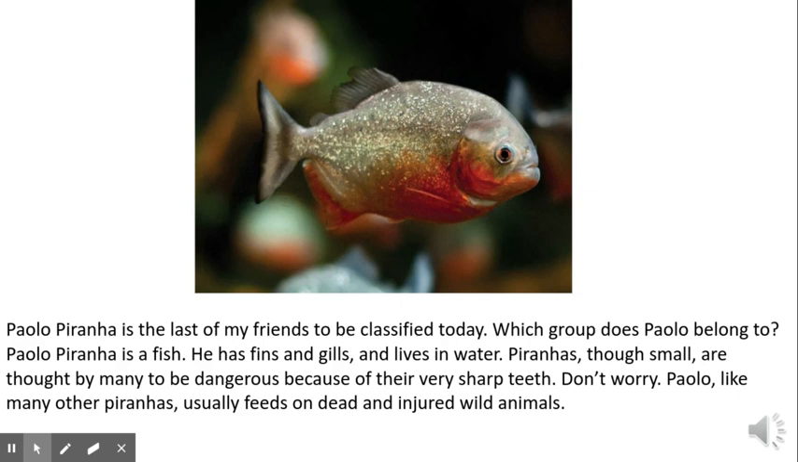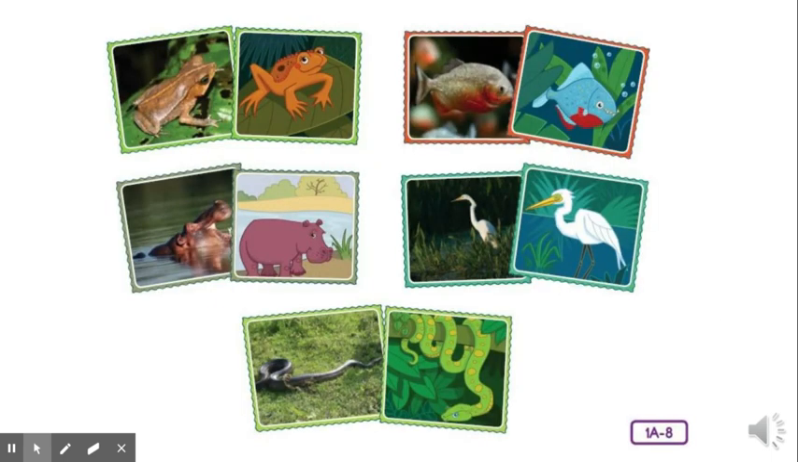Polo Piranha is the last of my friends to be classified today. Which group does Polo belong to? Polo Piranha is a fish. He has fins and gills and lives in water. Piranhas, though small, are thought by many to be dangerous because of their very sharp teeth. Don't worry, Polo, like many other piranhas, usually feeds on dead and injured wild animals. There's all our friends.